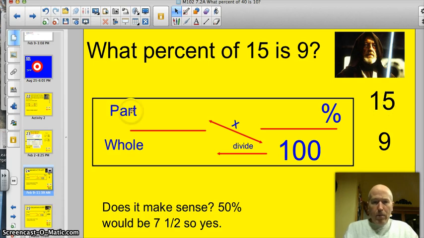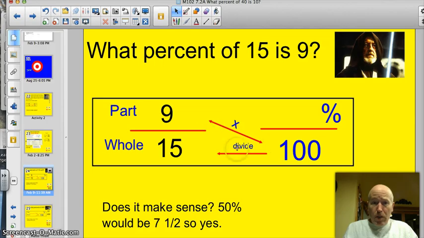Okay, so what part do we have? Let's see. What percent of 15 is 9? So the whole is definitely going to be down here. That's 15. And then the part of it we have is 9. So all I have to do is pop it in. I've got 3 numbers here. The 100 is always going to be there. So we just have to find what this number is.